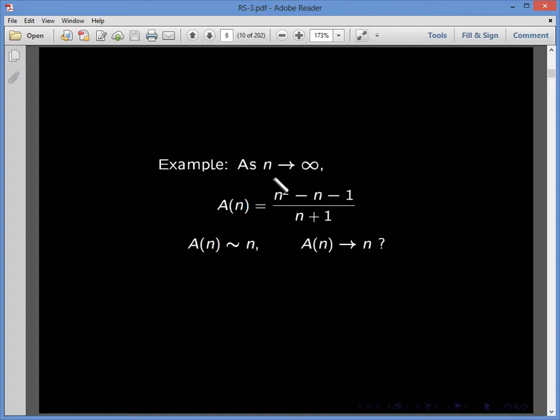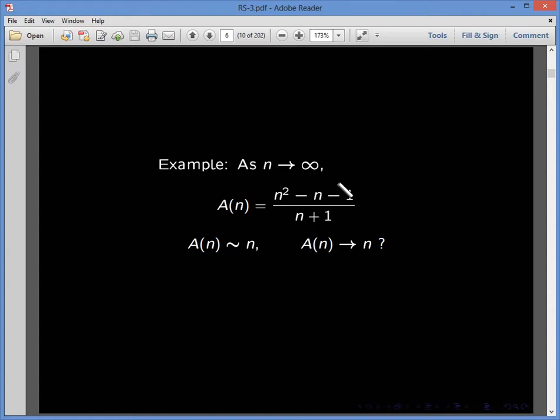Here's another example where n is approaching infinity. So a(n) is given by this formula, and suppose we don't know what this formula looks like. We only have some data, or some experiment, or a recursive formula, and that is all we have. We realize that a(n) divided by n is roughly 1, it has a tendency to 1, so you can conclude a(n) is asymptotic to n. But you can also ask the question, is a(n) really approaching n? That means if you subtract n from it, is that going to approach 0?